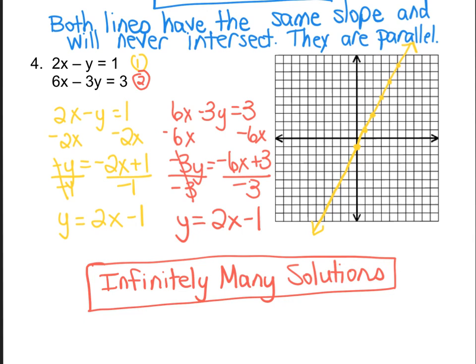So what we can see is that systems of equations solved by graphing will usually have one solution, but if they're parallel lines, they would have no solution, and if they're the same line, they would have infinitely many solutions.